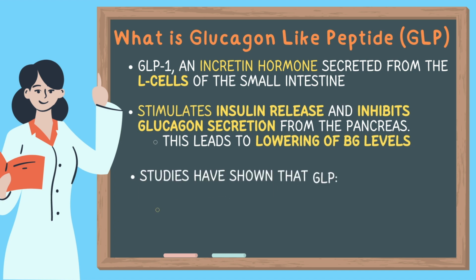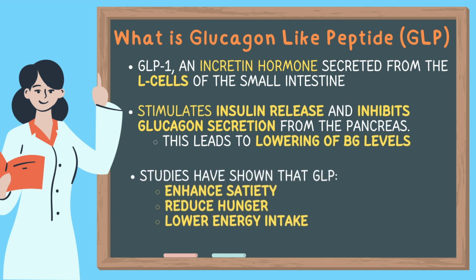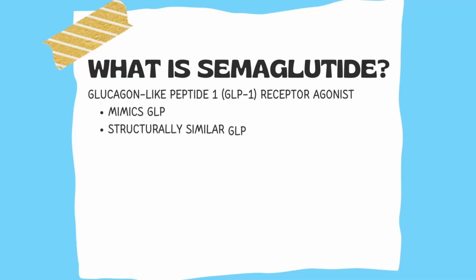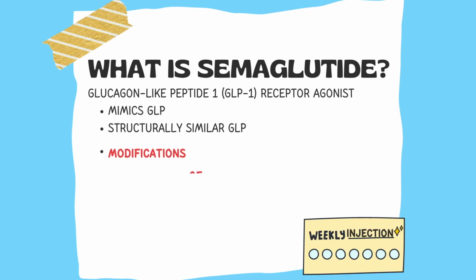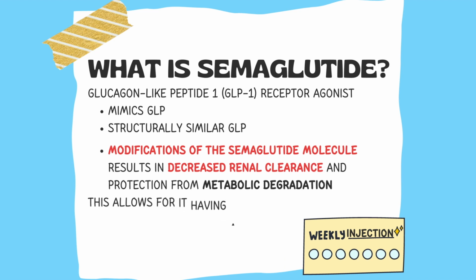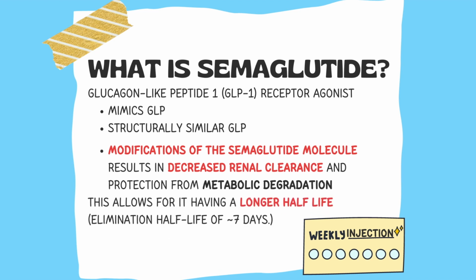Moving on, studies have shown that GLP helps to enhance satiety, or reduce the feeling of hunger, and also helps to lower energy intake. Alright, so back to the question, what is semaglutide? Again, it's a GLP-1 receptor agonist. It basically mimics the hormone GLP. It's also structurally similar to GLP, but there have been some modifications to the semaglutide molecule. These modifications result in decreased renal clearance and also protect it from metabolic degradation, so metabolism. With these modifications, the drug has a longer half-life, and for this reason, the drug can be given by once weekly injection.